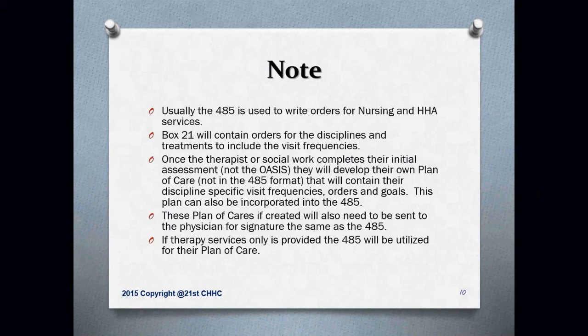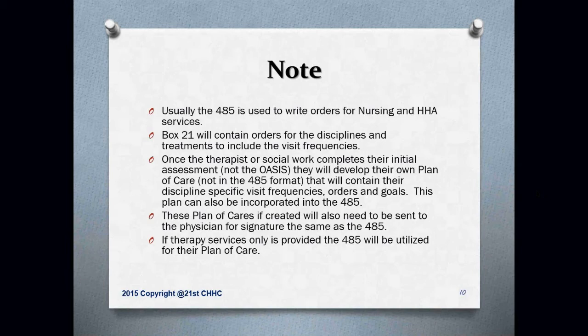Once the nurse goes out and puts her findings on her 485 and her OASIS, the PT or OT or speech or whoever else is going to be in there is going to evaluate and recommend a plan of care for the patient. So once the therapist or the social worker completes their initial assessment, not the OASIS, they'll just have their own initial assessment form. They're going to develop their own plan of care. Not a 485, but just a plan of care. But on that plan of care is also going to be the visit frequency, their orders, and their goals.